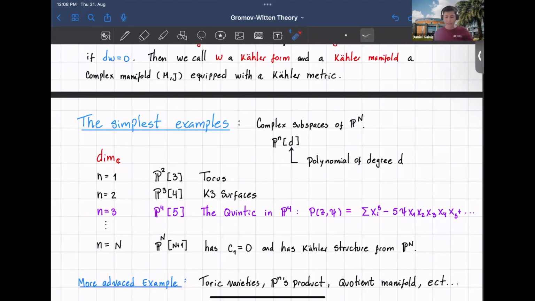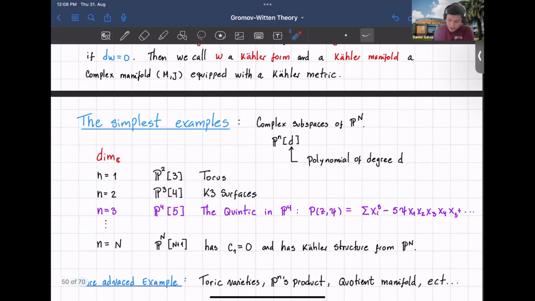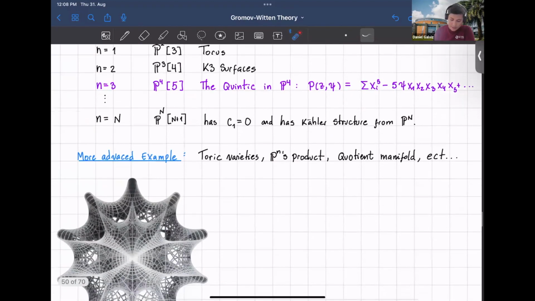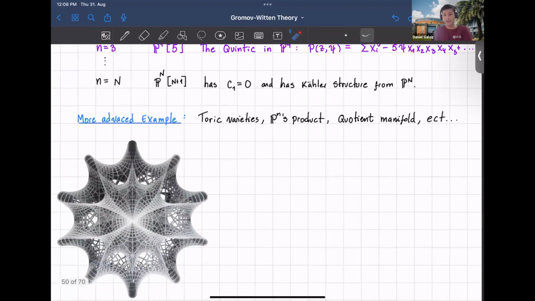So of course, these are the simplest cases. You also have more advanced cases. For example, you can have toric varieties. You can have products of P^n's, such as P2 times P3, and then you can see this described by a Calabi-Yau, depending on the degree of each of these. You can also build Calabi-Yaus from quotient manifolds, etc. And this is the logo of Physics Latam, and this is a Calabi-Yau, of course.